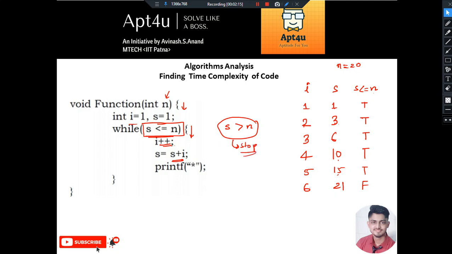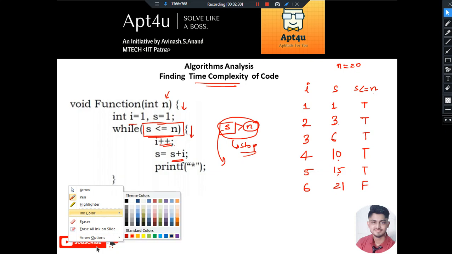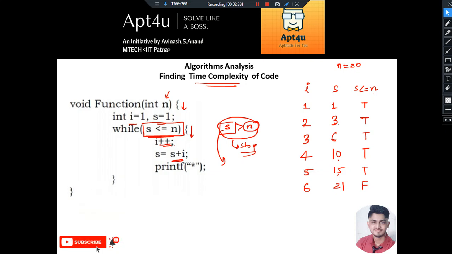So we are now going to find out the time complexity of this code. How do we find that? We know that the stopping criteria is s greater than n. Can you have a general expression for the sum? If you carefully observe the pattern, you will find that this sum depends on the value of i. How? When the value of i is 1, sum is the sum of all the elements from 1 to 1, that is 1. When i is 2, sum is the sum of all the elements from 1 to 2, means 1 plus 2.